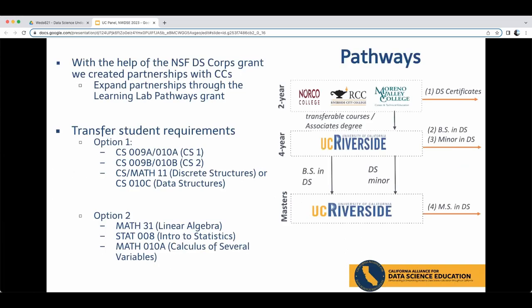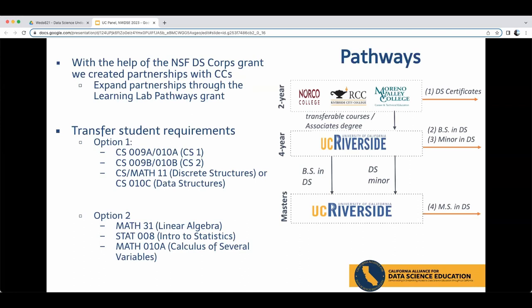In terms of pathways, this is something that we're really passionate about. So as part of the NSF Data Science Corps grant, we partnered with three community colleges to ensure that there are transferable courses into our data science program. And those colleges also just launched an associate's degree in data science and a data science certificate. So they've articulated the associate's degree with UCR, with UCSD, UC Davis. So that pathway is there. And our hope is that through the Learning Lab Pathways Grant, we're going to grow that partnership and bring on more community colleges and support them in doing that.